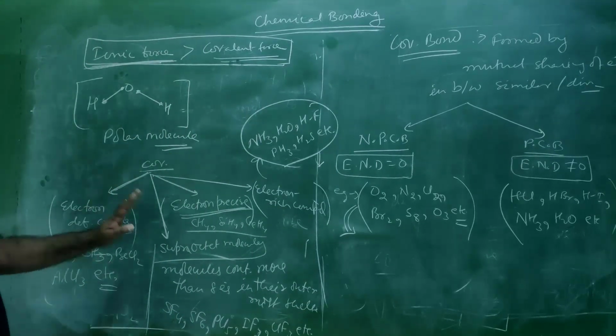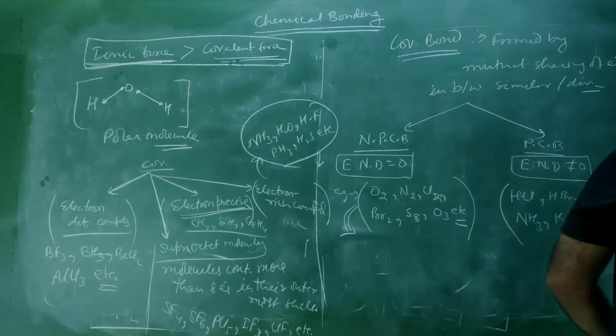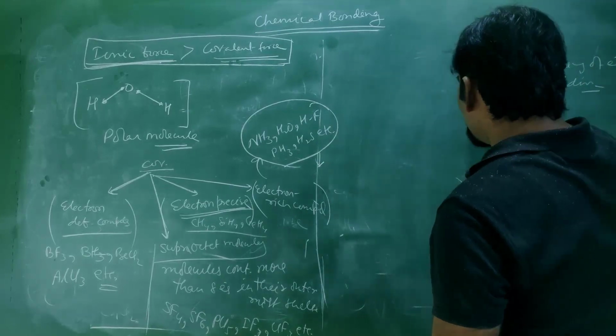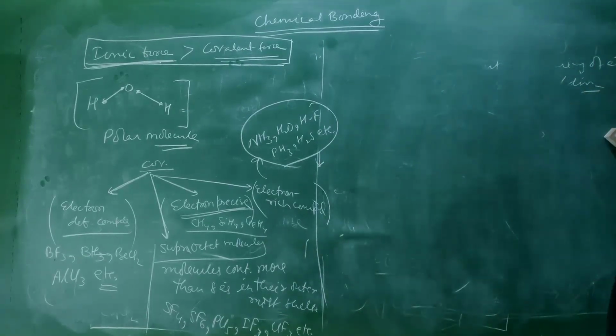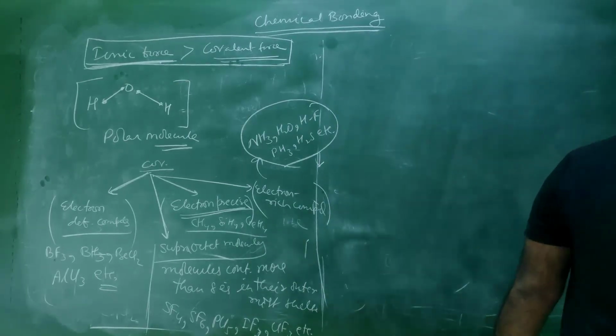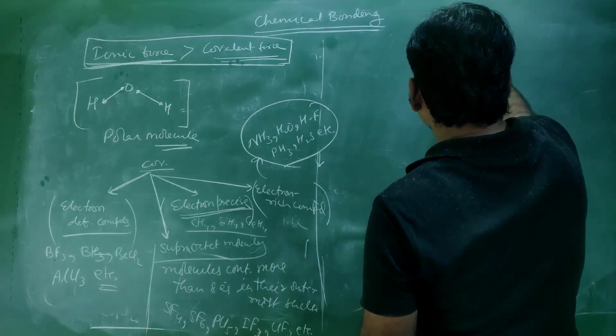So these are the characteristics of some covalent compounds. In the next class we will go for dipole moment variations, which are again important properties of covalent compounds.